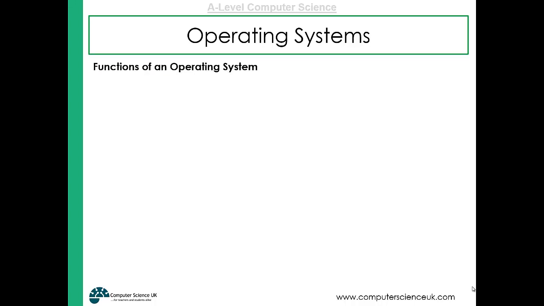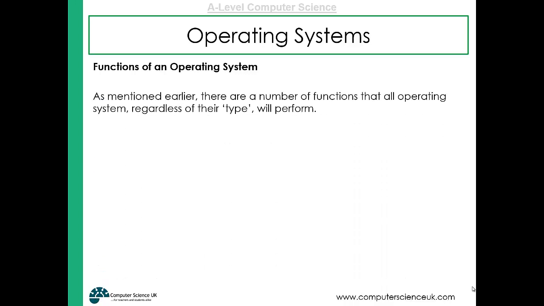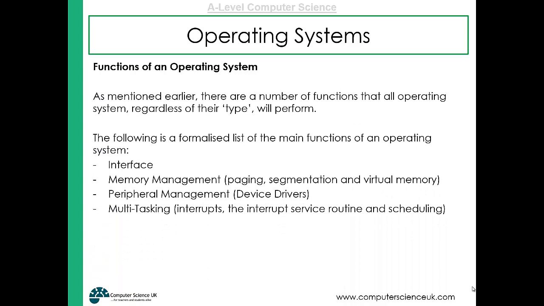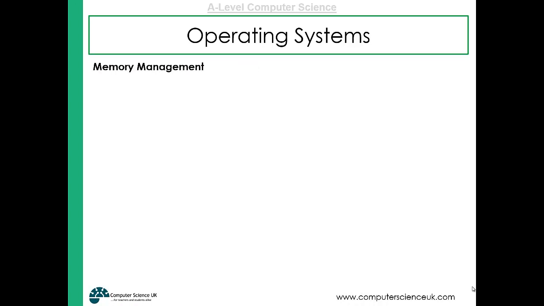Okay, functions of an operating system. So we mentioned this earlier. We said that operating systems provide an interface, memory management, peripheral management, and multitasking. So we'll have a look at each of these things in a bit more detail now. So memory management.